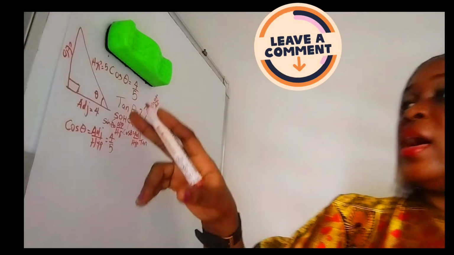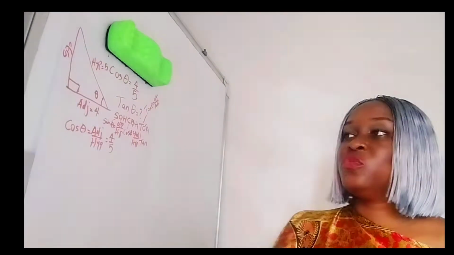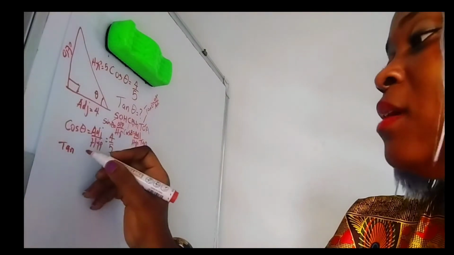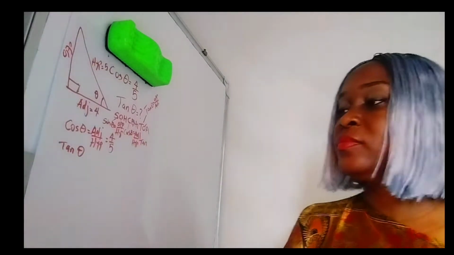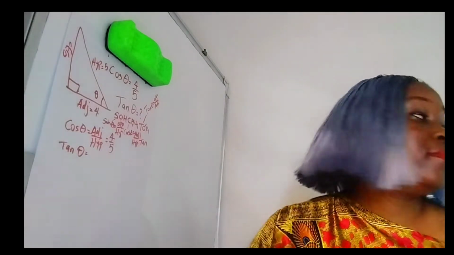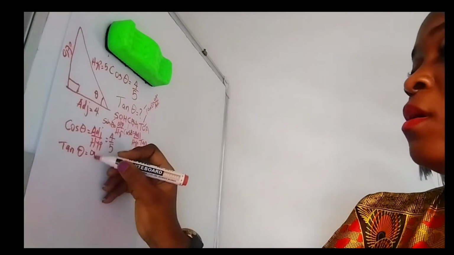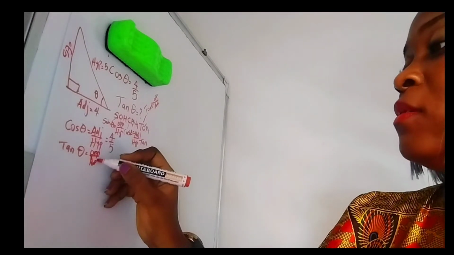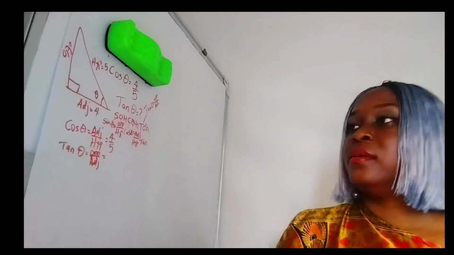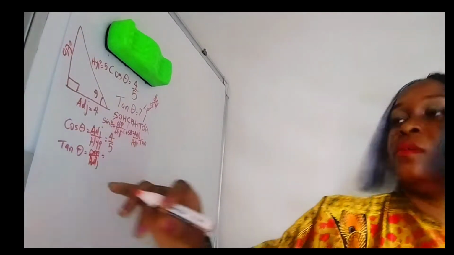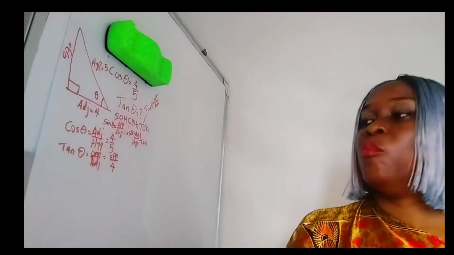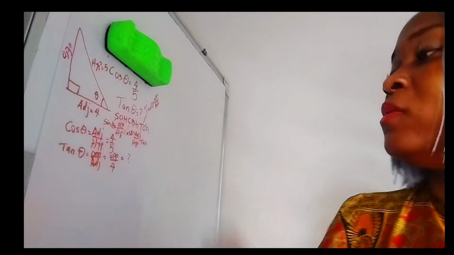We're asked to find tan theta. What will tan theta be? Let's write that down. Tan theta is equal to opposite over adjacent. We already had the adjacent as 4, so tan theta is opposite over 4. But we do not know what opposite is.